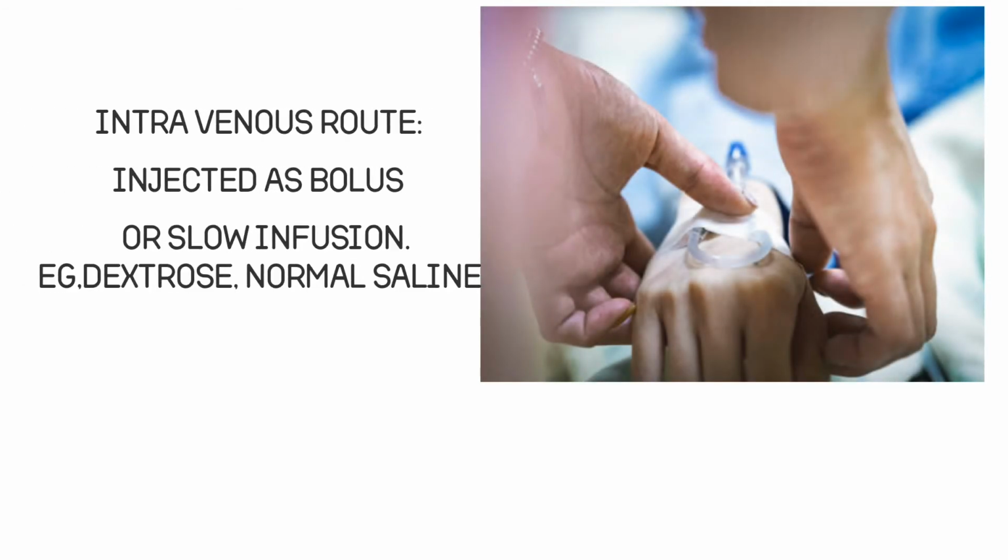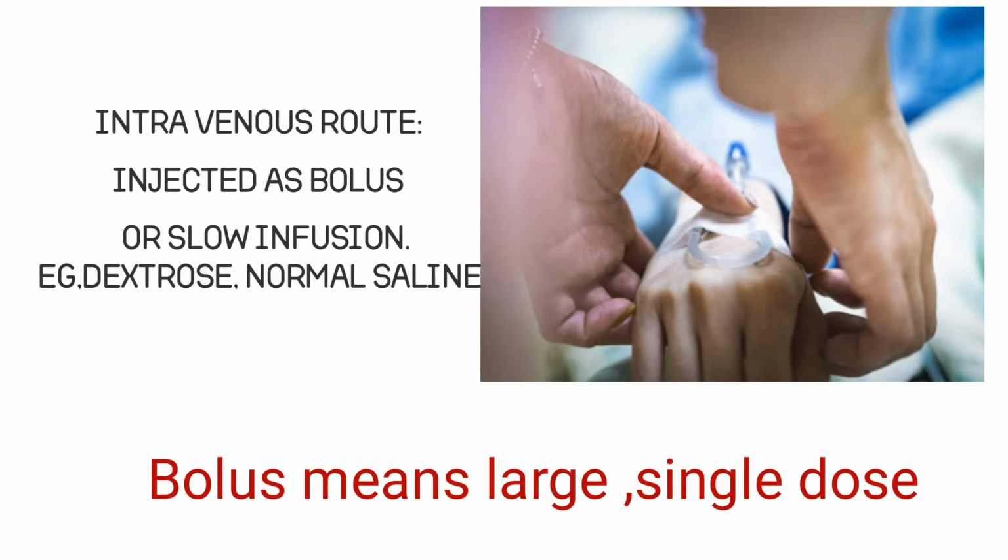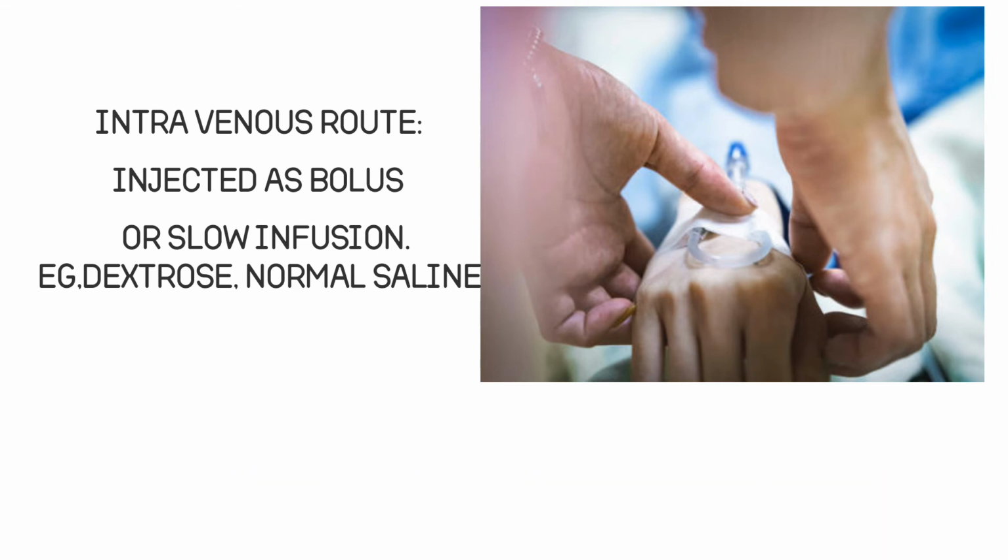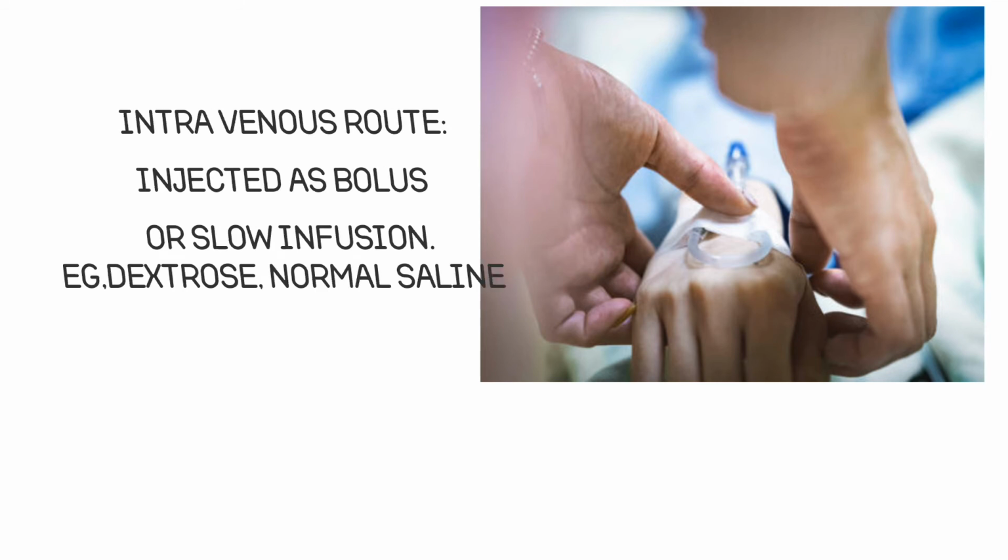Self-administration is difficult. Now the third route which comes under the parenteral route is intravenous, which is the most common parenteral route. The drug is injected as a bolus or infused slowly over hours in one of the superficial veins. So infusion in the form of drips. Example, dextrose, normal saline, oxytocin.